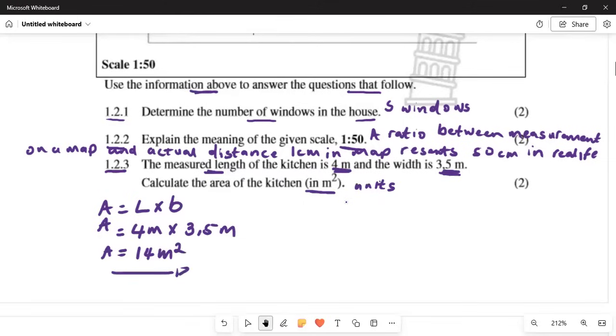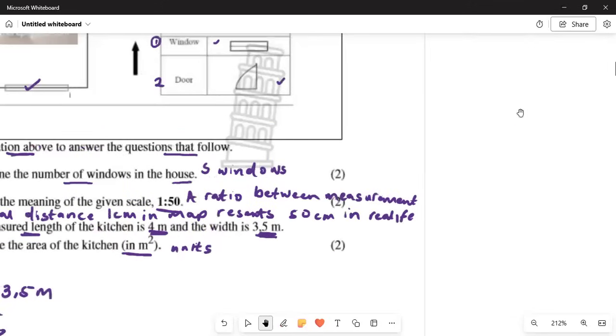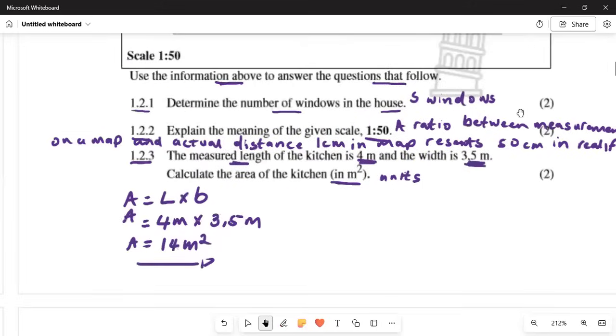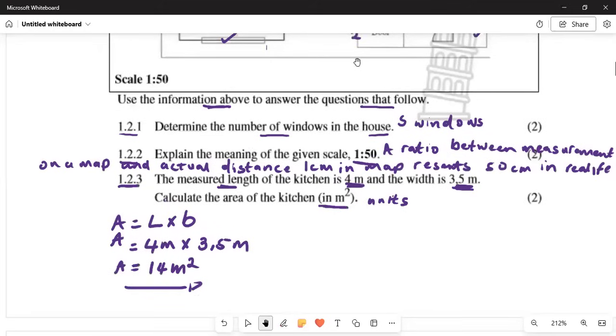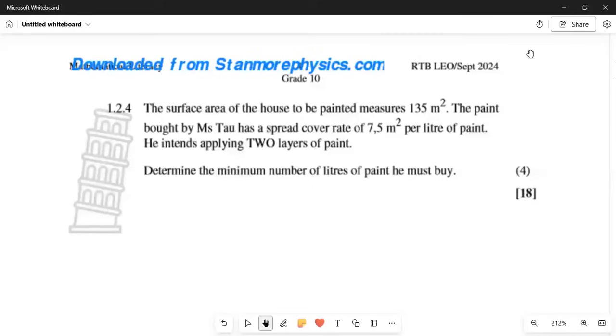All right. Then allow me to move on to the other questions. All right. Then let us go and check 1.2.4.